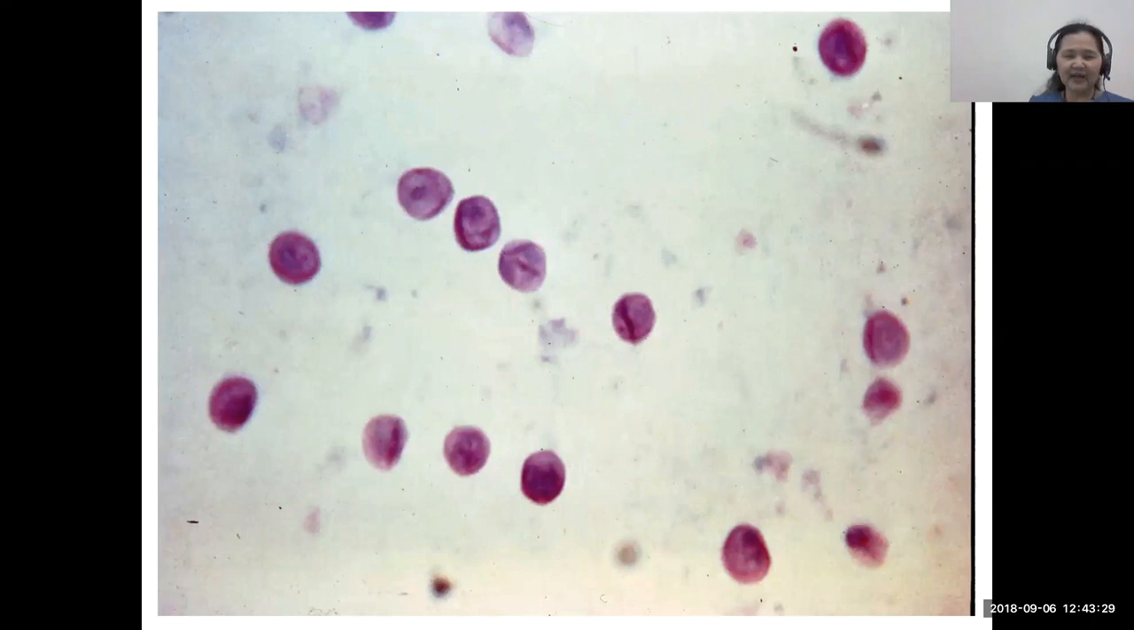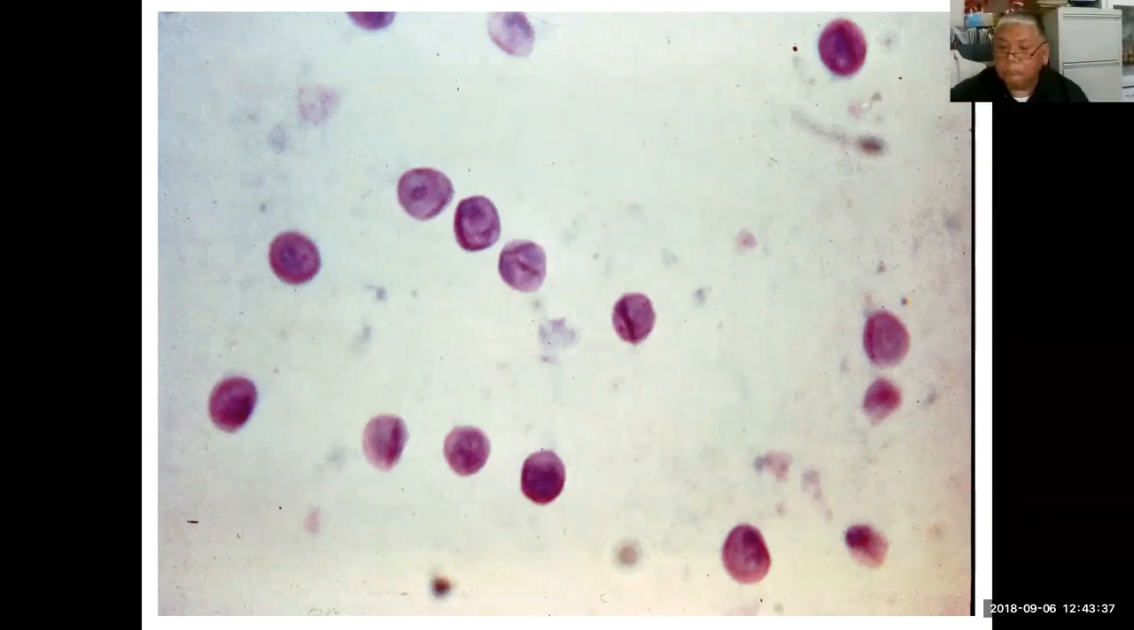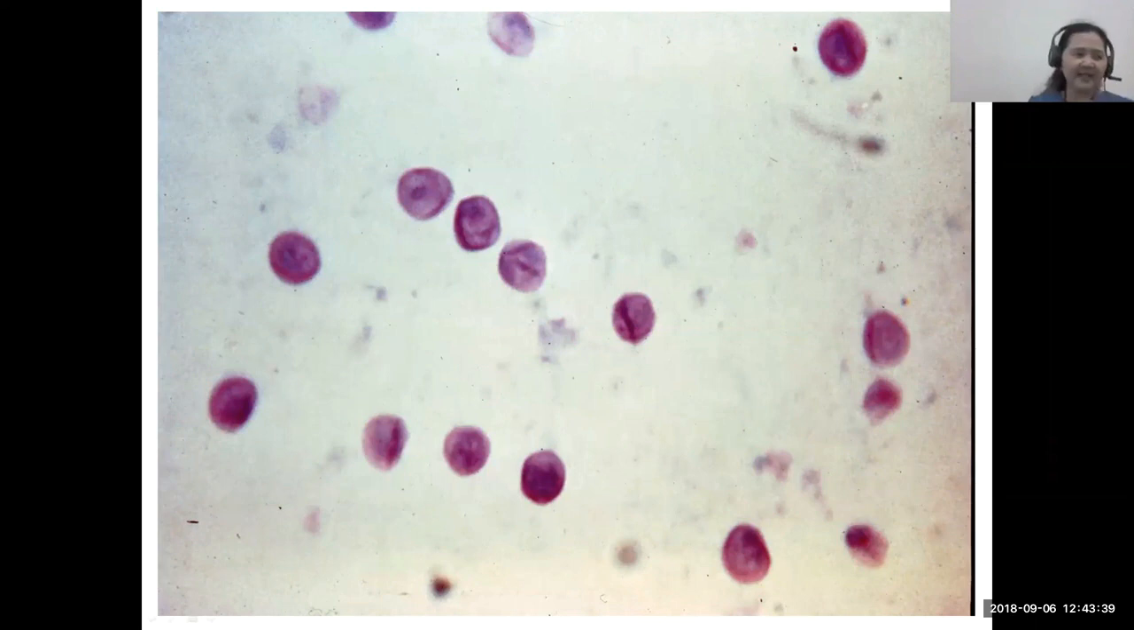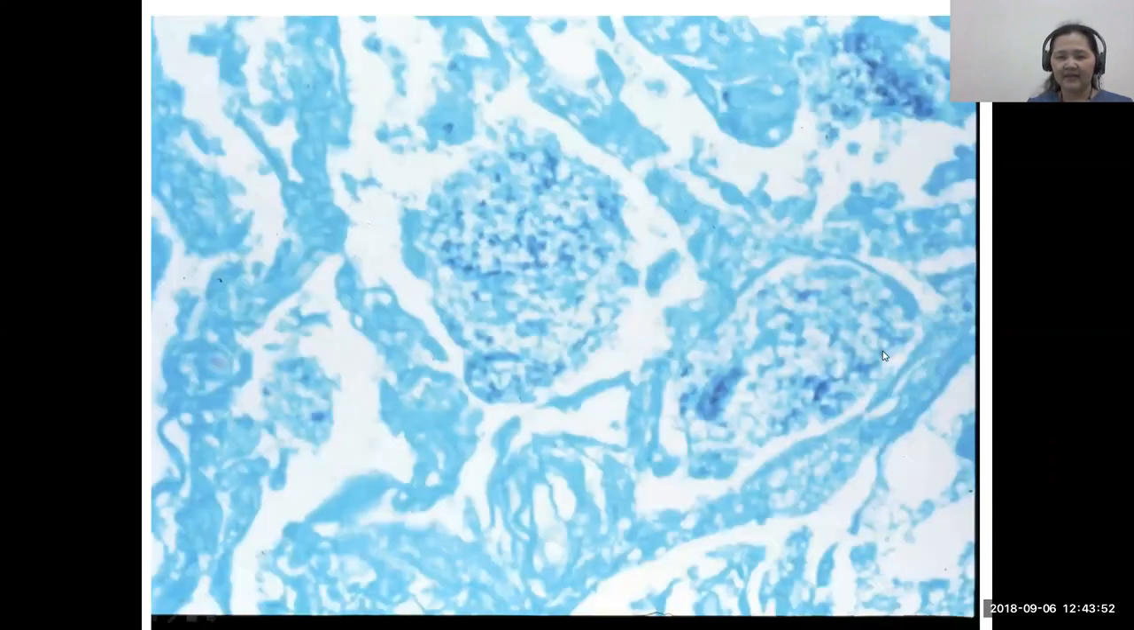Okay, so ito yung mga pwedeng mga stains ng cysts of pneumocystis. Cysts sila. Next. Or minsan we proceed with bronchoalveolar lavage. Next. Next, Kate. Hirap ba pakinggan? Sorry.